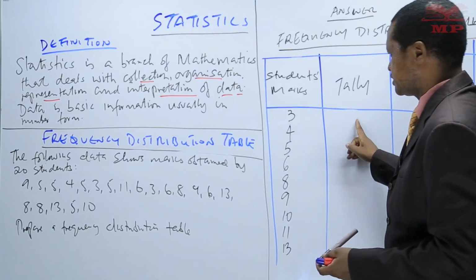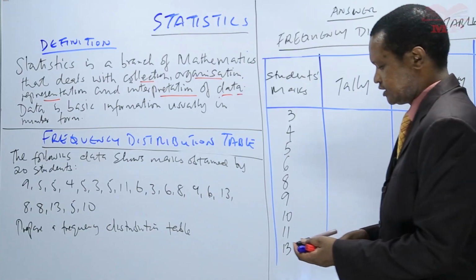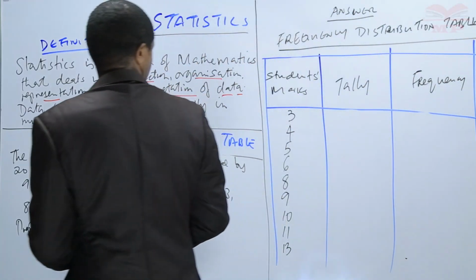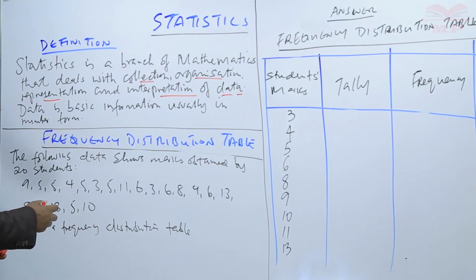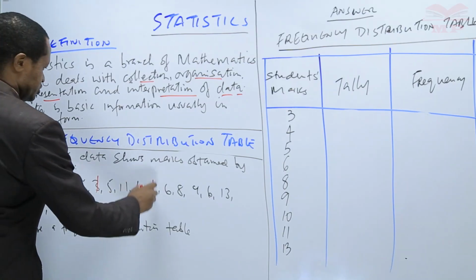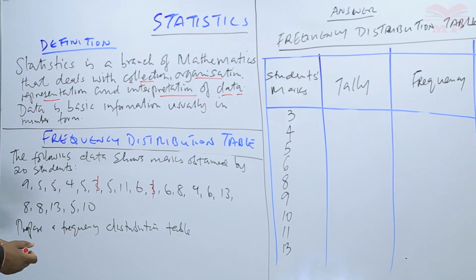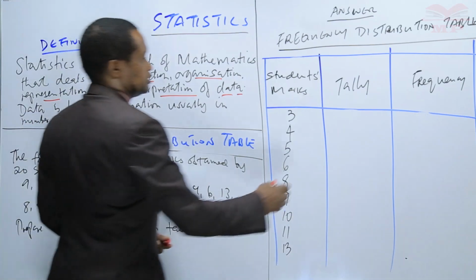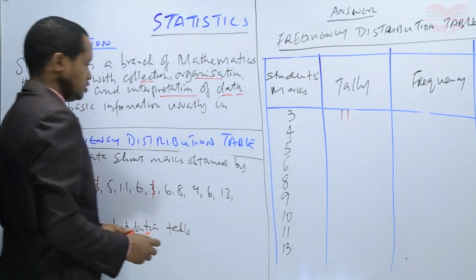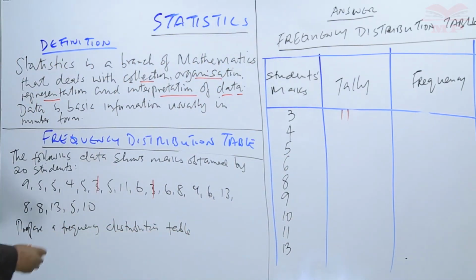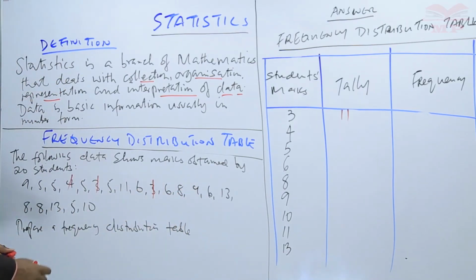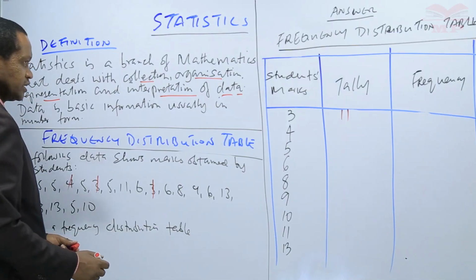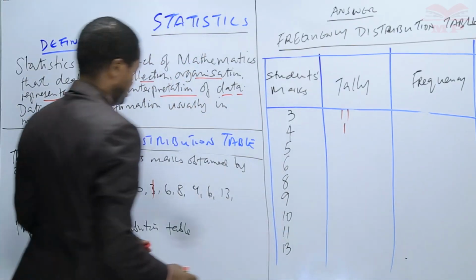So let us tally. How many students scored 3 marks? We come to the original data and use strokes. 1, 2, only 2. So these are 2 tallies. Then 4 marks: only one student scored 4 marks, 1 tally.